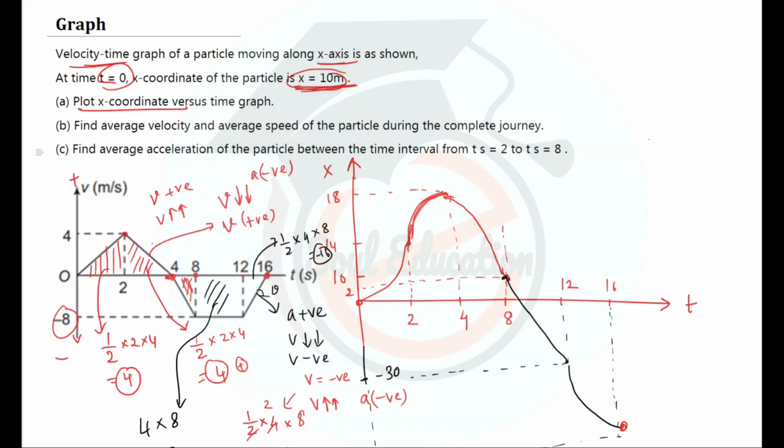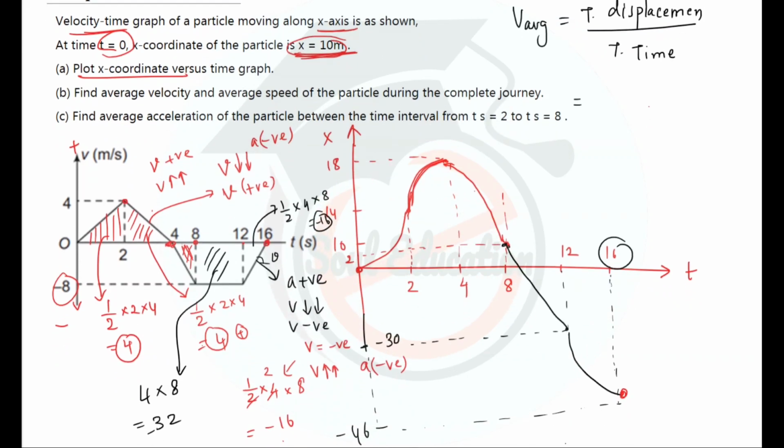Second question கேட்டிருக்காங்கன்னா find the average velocity and average speed. So நமக்கு already average velocity ஓட formula என்ன? Total displacement upon total time. So first displacement கண்டுபிடி. Displacement is nothing but the shortest distance between the initial position and the final position. Correct? So இங்க final position என்ன? Minus 46. At time t is equal to 16, its position is minus 46.